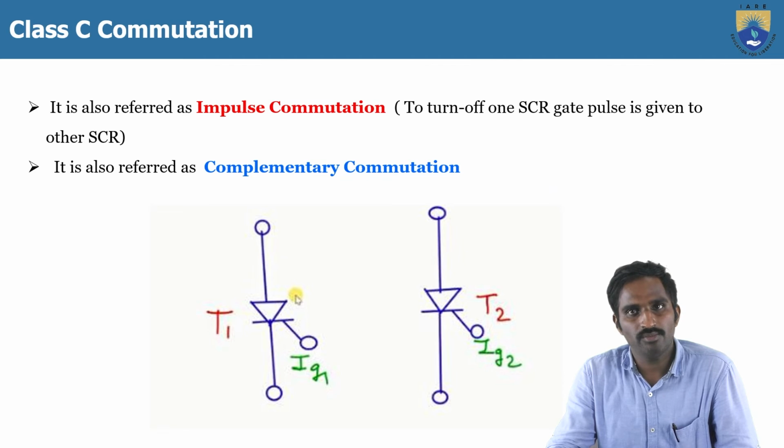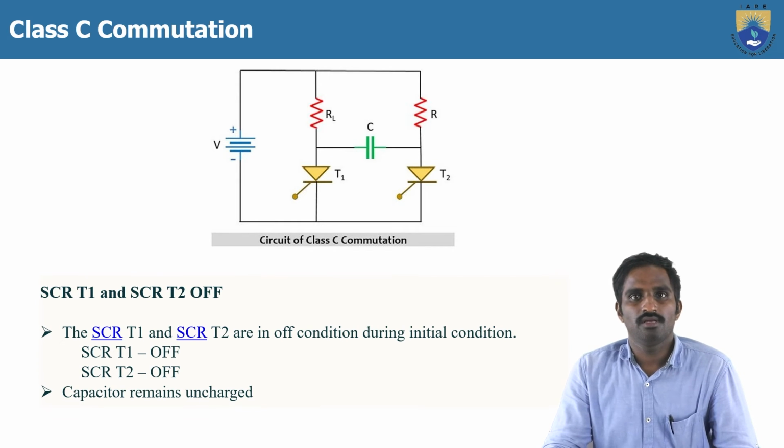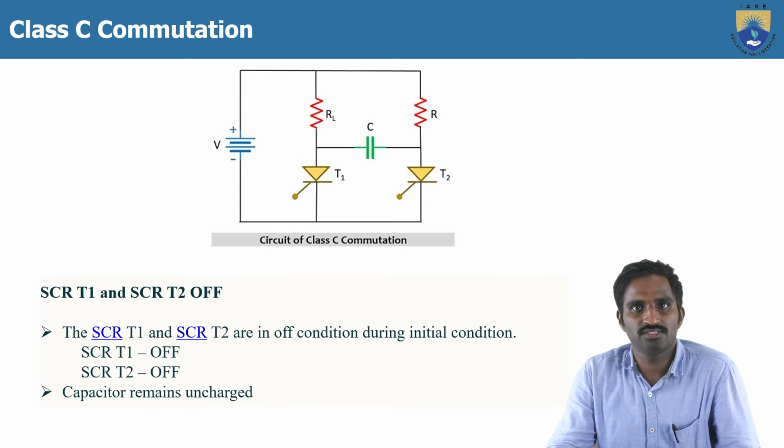Because by giving the gate signal to the thyristor T1, we are going to turn off the thyristor T2, and similarly by giving the gate signal to the thyristor T2, we are going to turn off the thyristor T1. Here is the process. Let us consider initially the thyristors T1 and T2 are in the turn off position, and the capacitor remains uncharged.